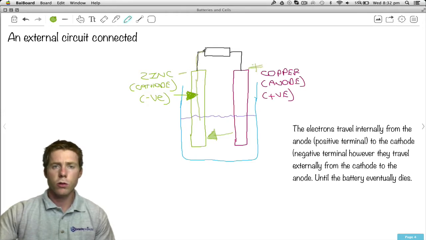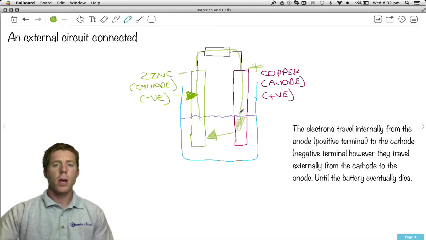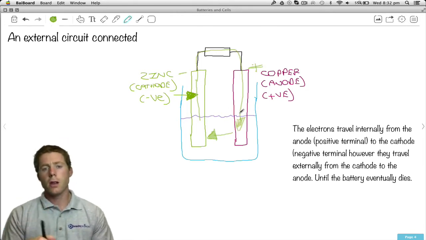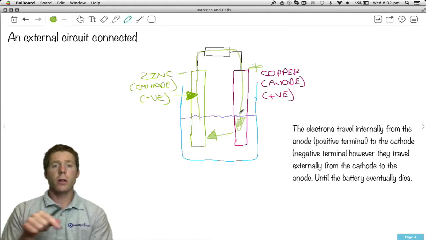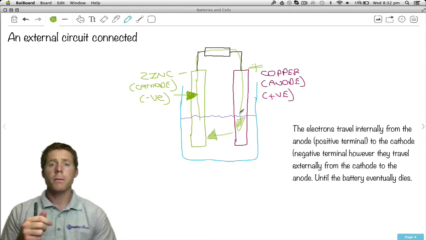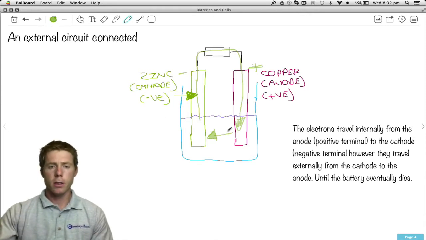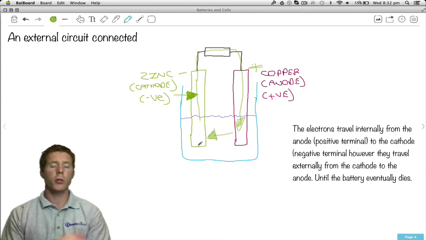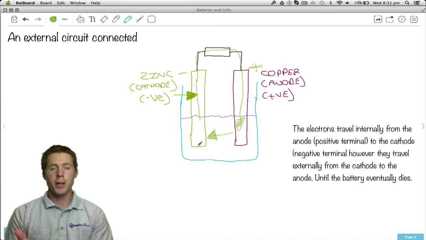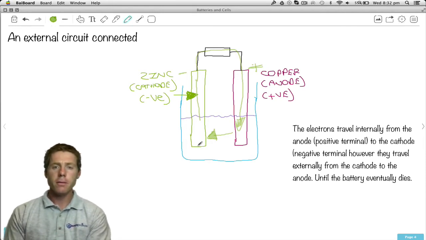So the electrons are traveling through here, around like that, and back this way. And they just keep following that cycle. If we keep this circuit connected, they'll keep going around, and eventually we're going to eat away the metals inside the solution, and the battery will completely be dead, and we'd have to throw it out.